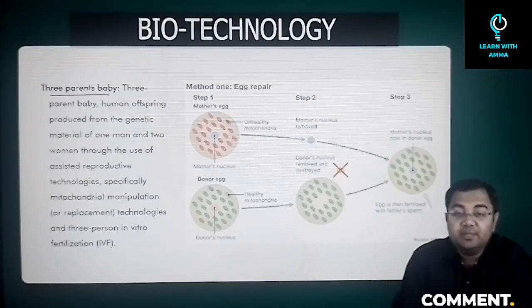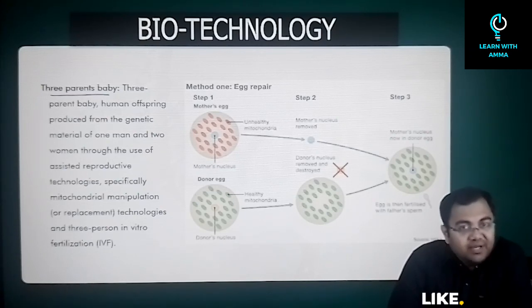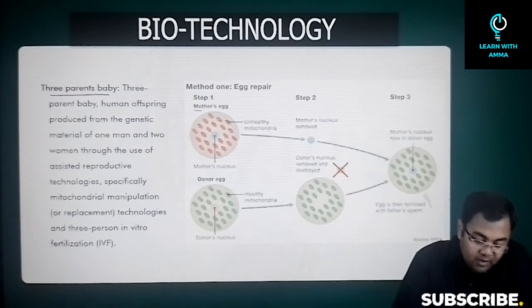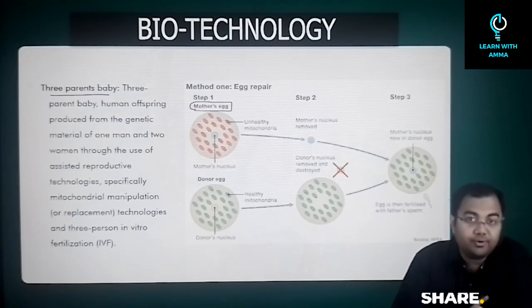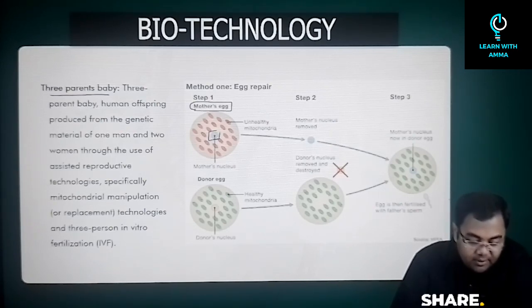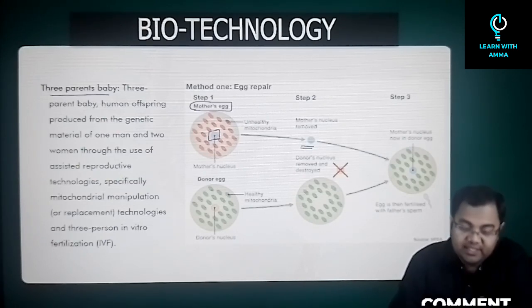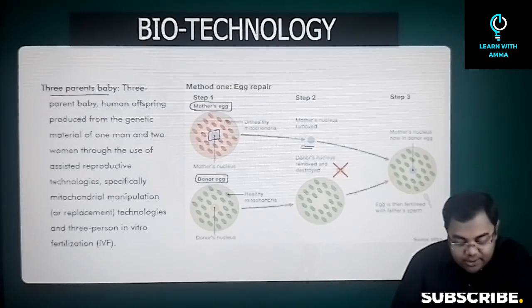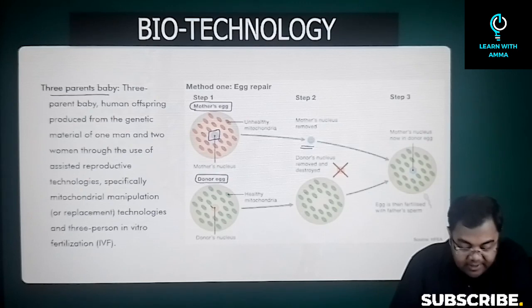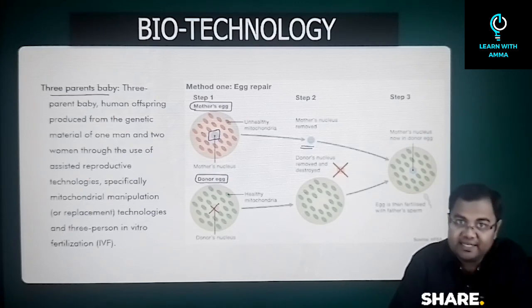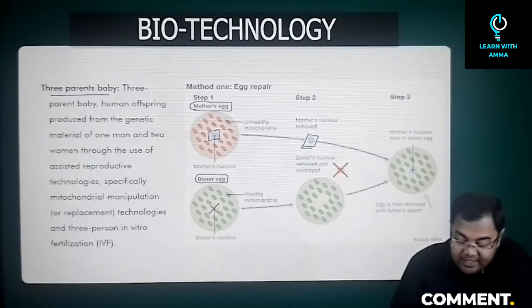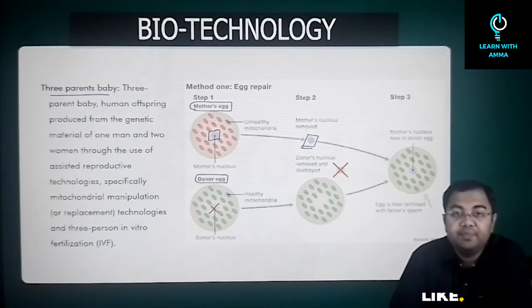Now, when we talk about the three parents baby concept, what we do in this case is very simple. We take the mother's egg cell. From there, we take out the nucleus. All right, we take out the nucleus. As you can see, the nucleus has been taken out. Then there is a donor egg cell. And in this donor egg cell, first of all, we remove the nucleus. And the nucleus from the mother will be taken and inserted in the donor cell.